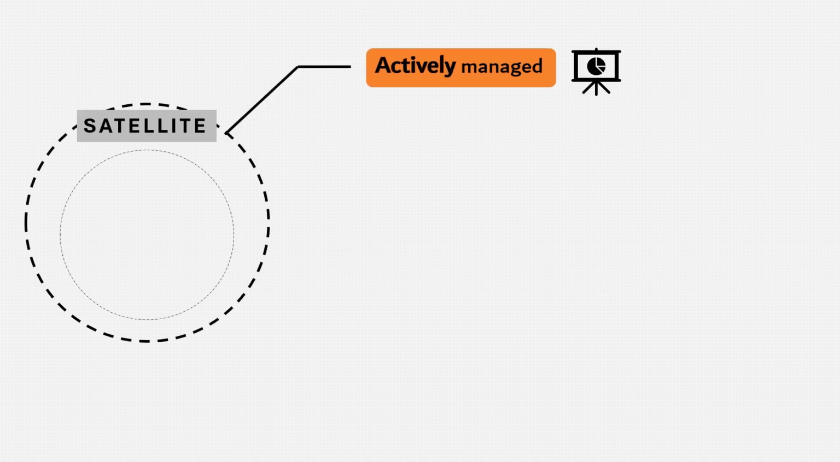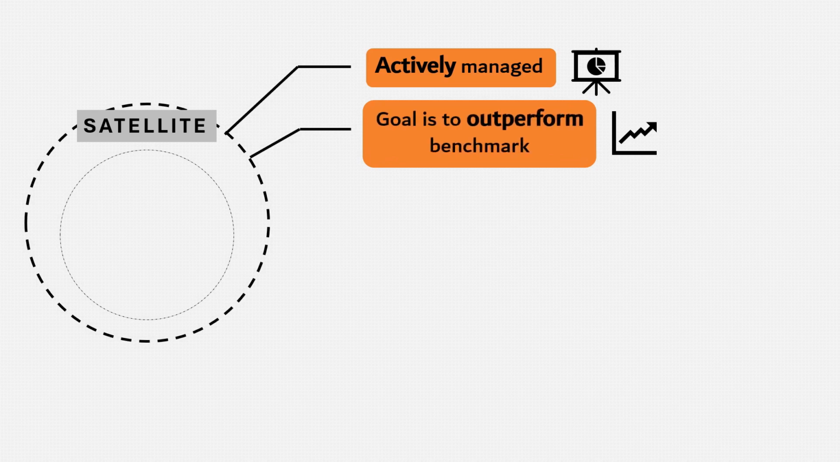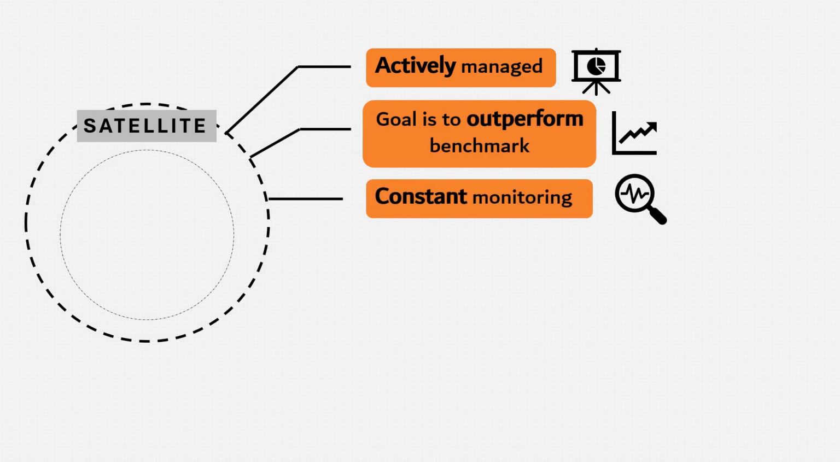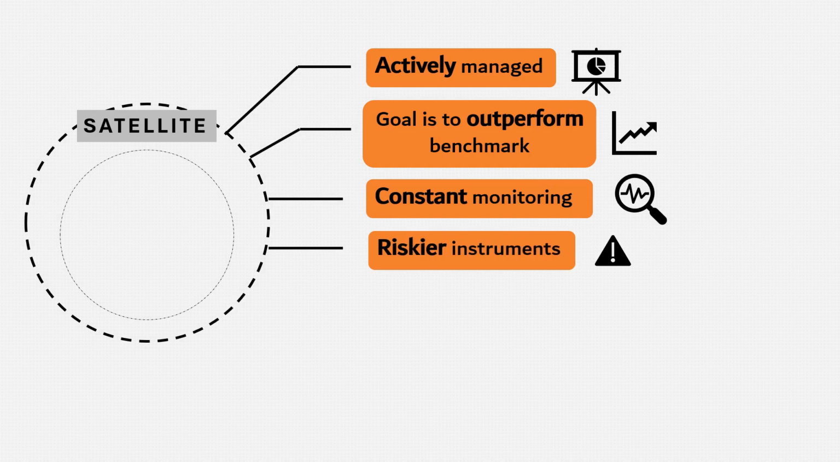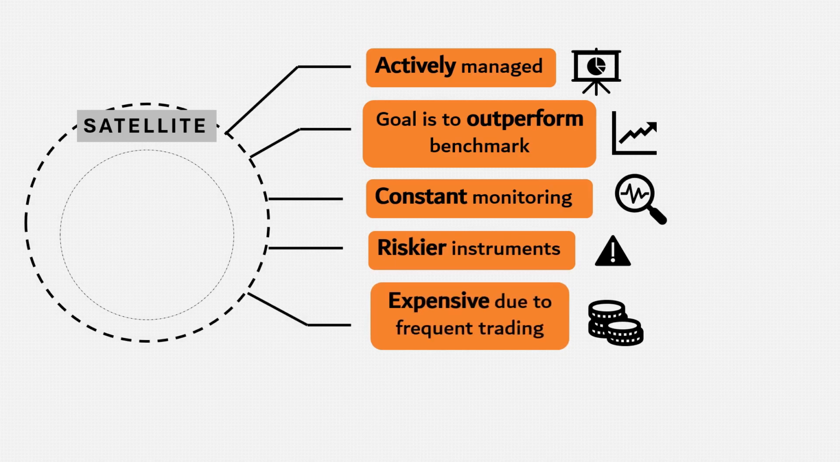The satellite portfolio includes actively managed funds, and this portfolio makes up a small part of the investment. Its main goal is to beat the benchmark. Now, because it's actively managed, it requires constant monitoring. It usually invests in riskier instruments, which include small and mid cap stocks. Managing this part of the portfolio is also costly because of the frequent trading. Lastly, it has a higher beta because of its volatile instruments.